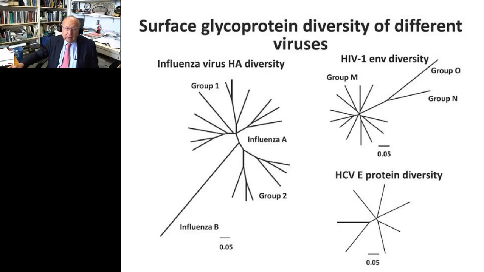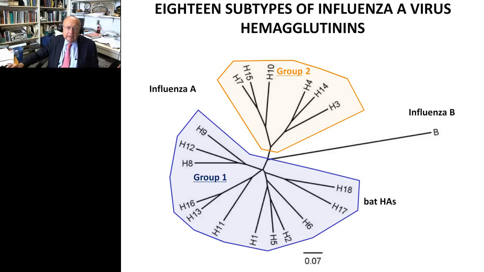Now, if we look at the diversity of the influenza virus hemagglutinin in more detail, we have now a different bar here, which shows 7% diversity, and in blue we have the group 1 hemagglutinins, and there are actually 18 different ones, and then we have group 2 hemagglutinins, and there are 6 of those.